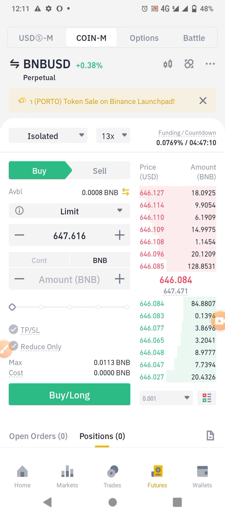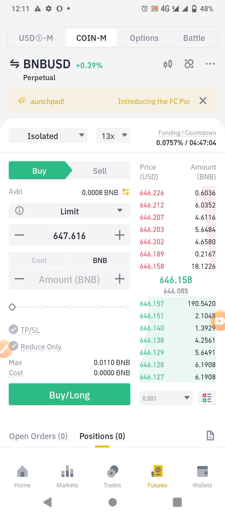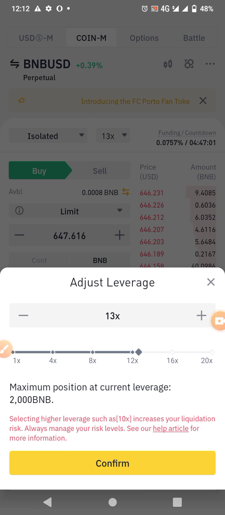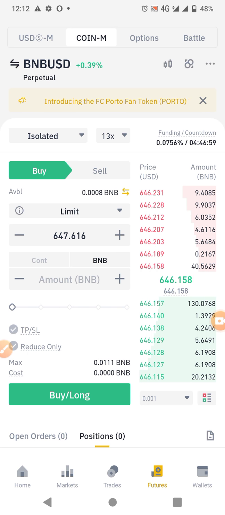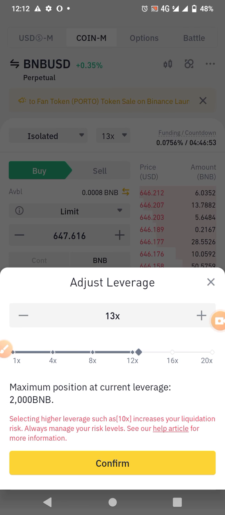Oh, what is this? Let me just go back. Now I want to place the trade. The reason why I'm placing a trade with higher leverage is because my investment is low. I said the higher leverage, lower investment. I'm only having 0.008 BNB here. Are you getting me? So I want to use 20 leverage.